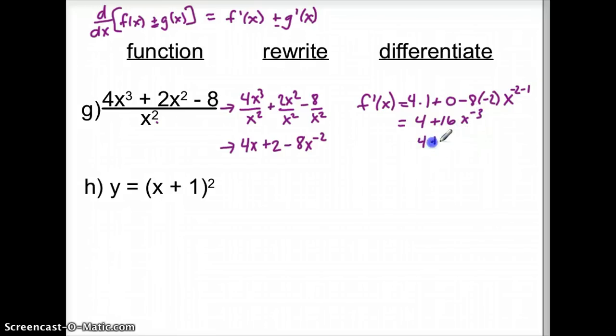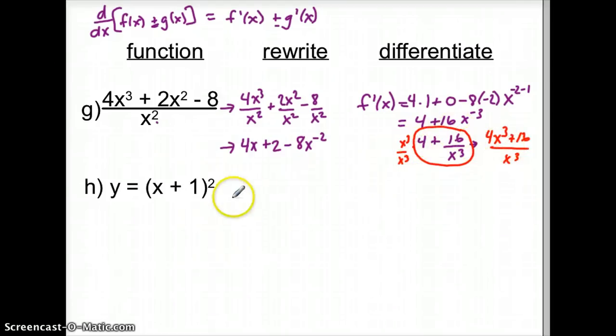So we could rewrite that as 4 plus 16 over x to the 3. Or in your book, they may get a common denominator, so they might multiply this by x cubed over x cubed, and then you would have 4x cubed plus 16 all over x cubed. So you could leave your answer like this, that's fine with me, but if it's a multiple choice test or the answers in the back are simplified like this and you want to compare, make sure you know how to get from here to here.